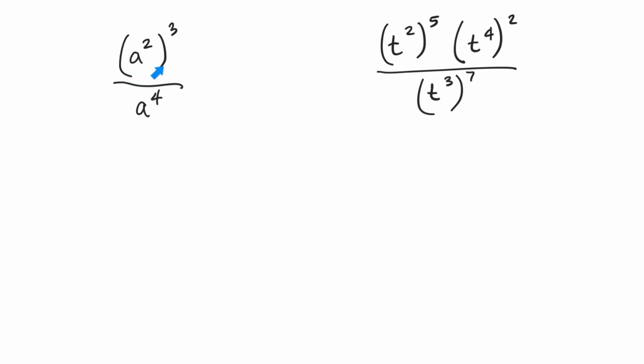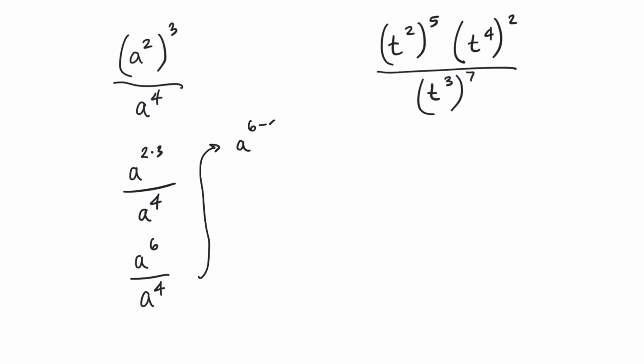First I'm going to address this, and we've got a power of a power. So a to the second to the third is going to be a to the 2 times 3, and then we still have divided by a to the fourth. So a to the 2 times 3 is a to the 6th over a to the 4th. Now I have a common base here and here, so I can use my quotient of powers property, which states that we can subtract my exponents, so we get a to the 6 minus 4, and I get a to the 2nd. So that's the first one.